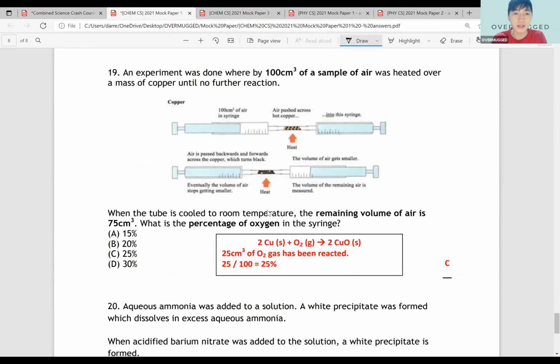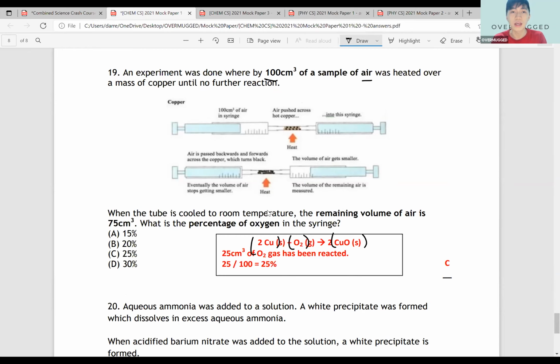Question 19 here. When you put air and heat up the copper, what happens is that your copper reacts with the oxygen to form copper oxide. So even though I have 100 cm cube of air, it's not that the entire 100 cm cube will react.